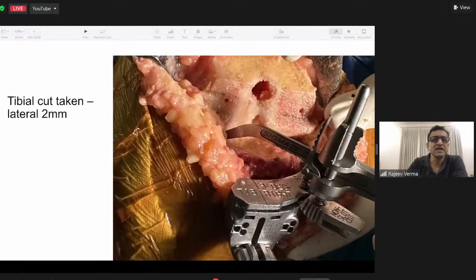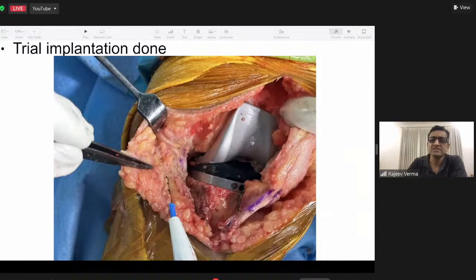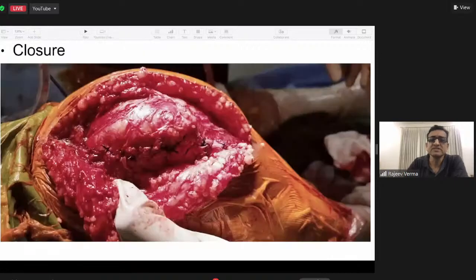This is the tibial cut. I took lateral 2 millimeter just to balance the knee. This is trial implantation. And if you see it carefully, I have also marked the tibial rotation with my trial implantation, which has been told by Dr. Sharma and all our faculty. So this was the closure. Sometimes you find it really difficult in a severe valgoid knee, so then at this stage, the fat helps.